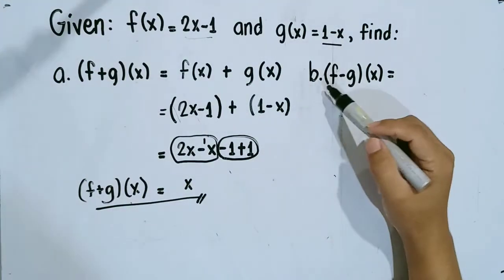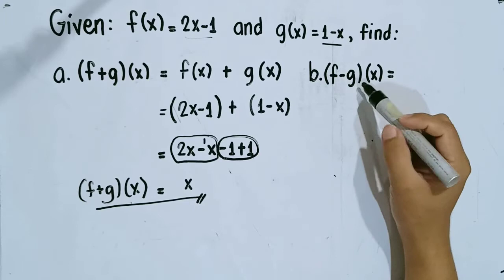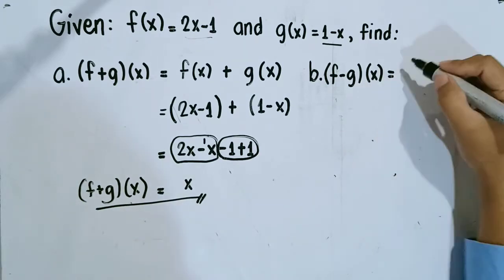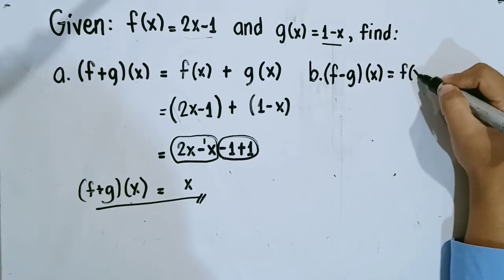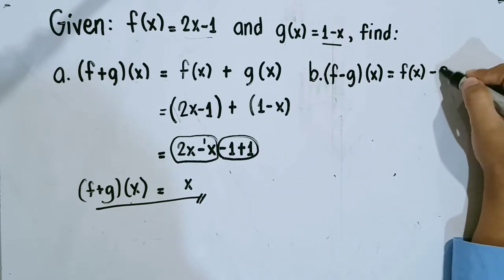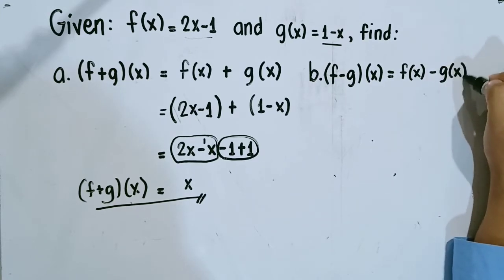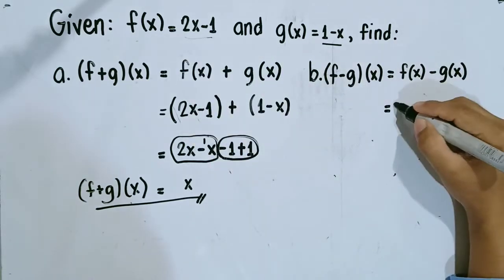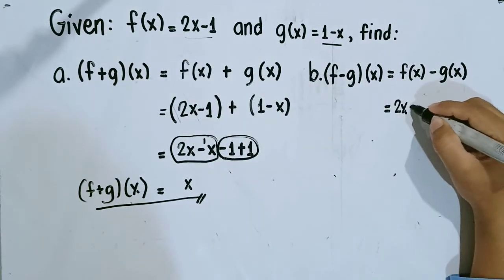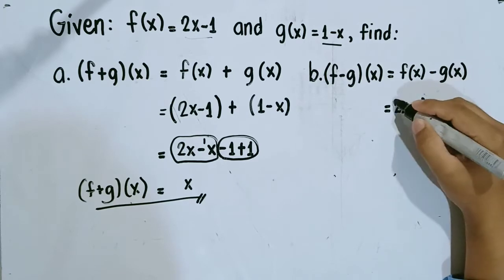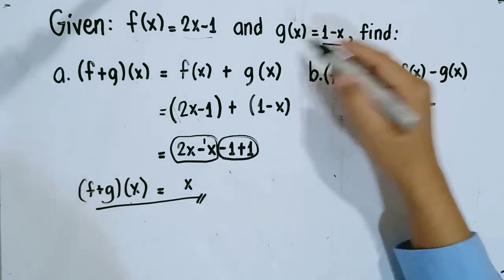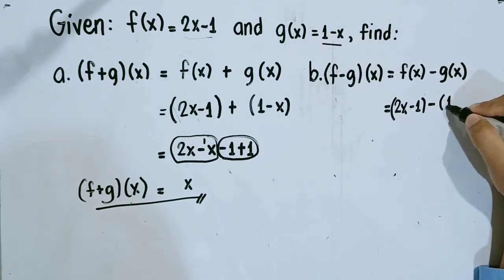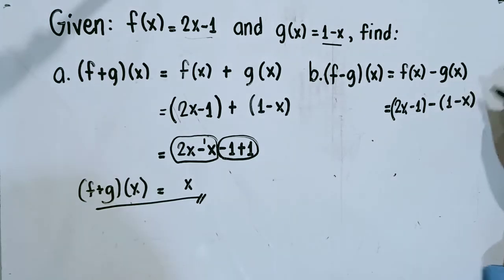Okay, next we have letter B, f minus g of x. So we will expand this one. We have f of x minus g of x. So we have here our f of x is 2x minus 1, and our g of x is 1 minus x.